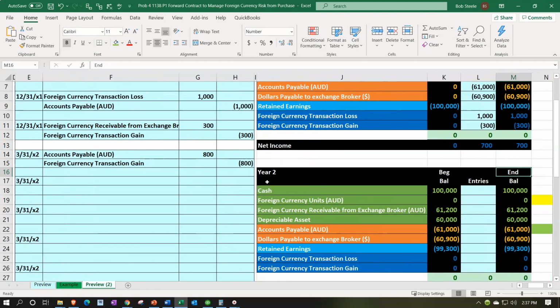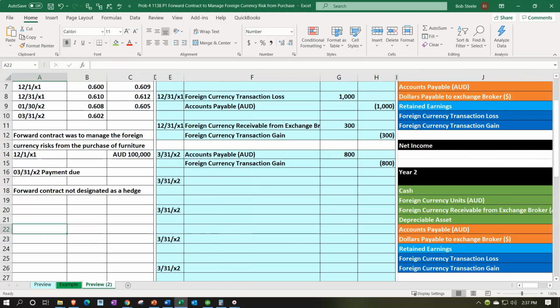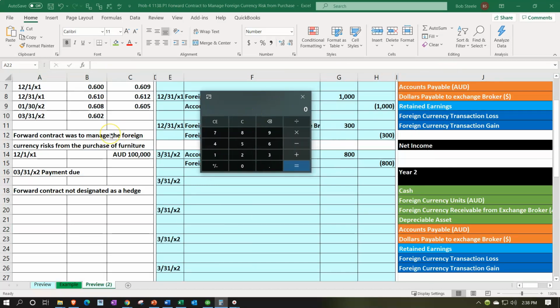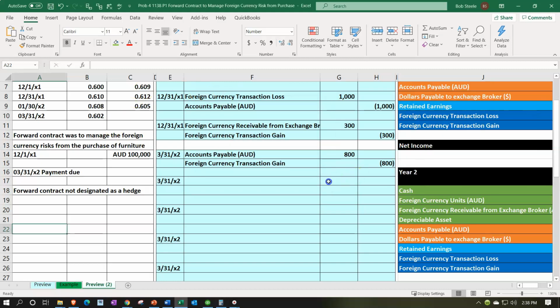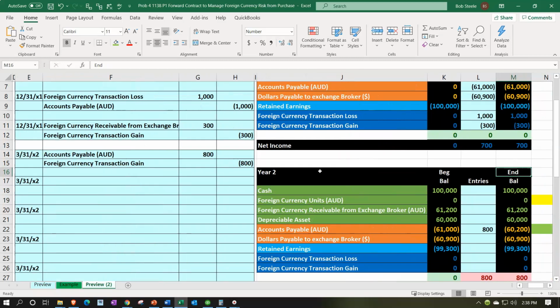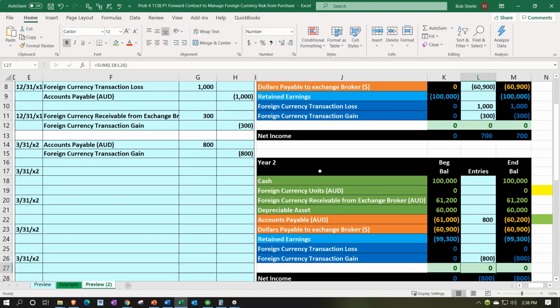Let's post it out and see what happens over here. Posting this out, the accounts payable is going to be equal to the $800, getting us to that 60,200, which I believe is what it should be. Let's double check it one more time. 100,000 times the current spot rate, 0.602, 60,200. Checked. We double checked it. And then down here, the foreign currency transaction is going to be equal to the 800 credit now. So there is that one.